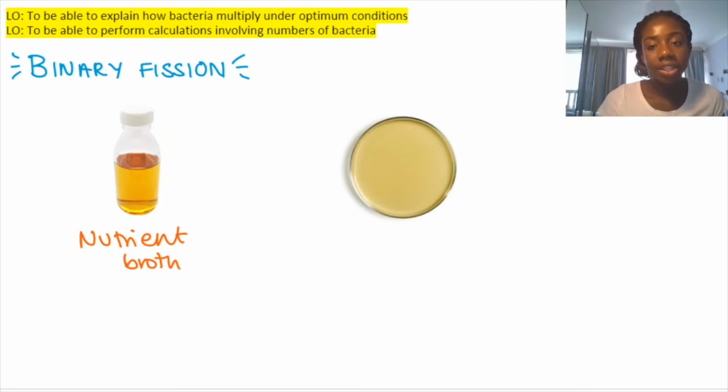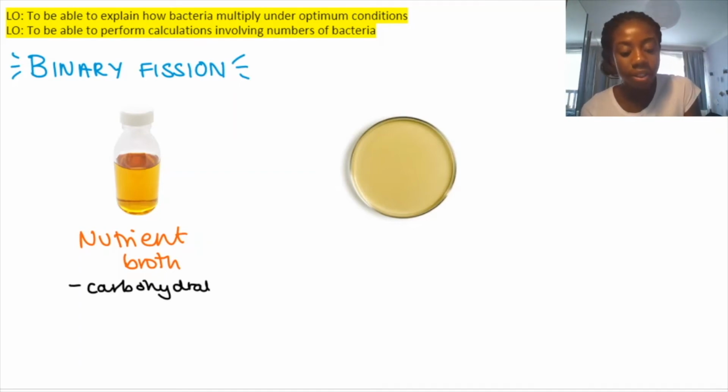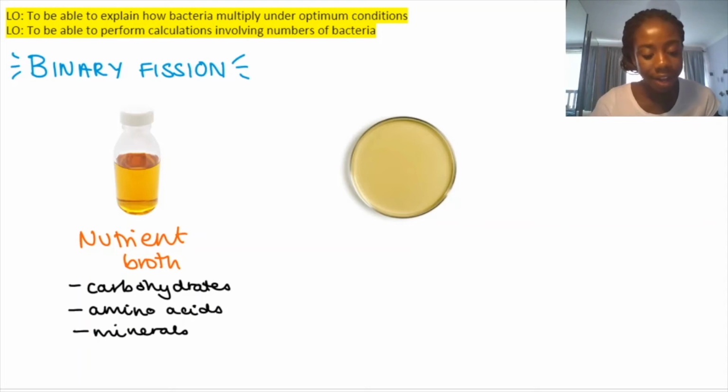So this is essentially a liquid medium which has a suspension of bacteria in it, and then we also have a culture medium, and this basically contains lots of nutrients, as the name would suggest, which encourage the growth of bacteria. So that will be things like carbohydrates, for example glucose. We'll also have amino acids for protein synthesis, and then other minerals which are important in the growth and replication of bacteria.